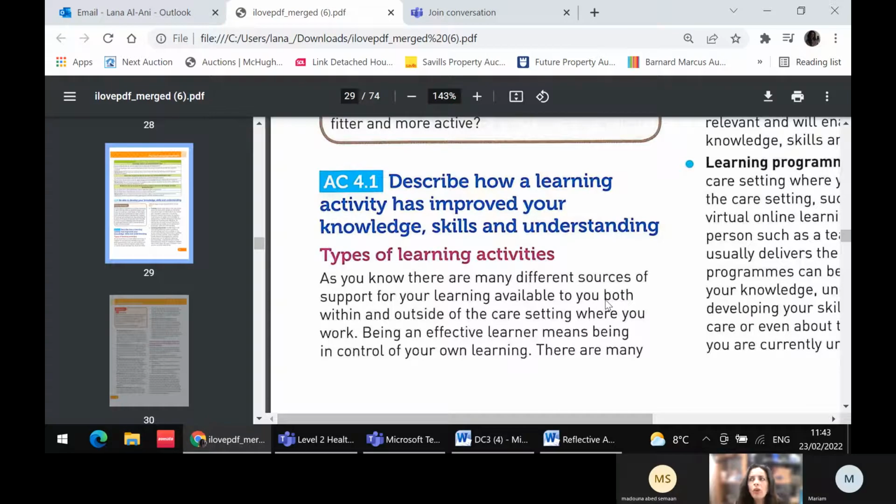Let us say you had a training for first aider, and now you're using first aider a lot whenever they need it in a workplace. Just you need to talk about it, how it helped you at the moment in serving your customers. Or maybe you can talk about you studying at the moment health and social care level 2.